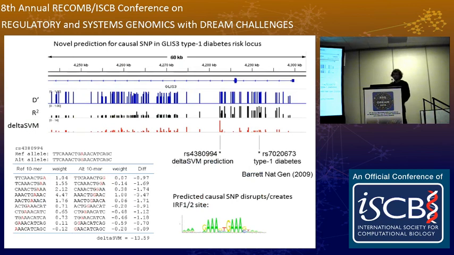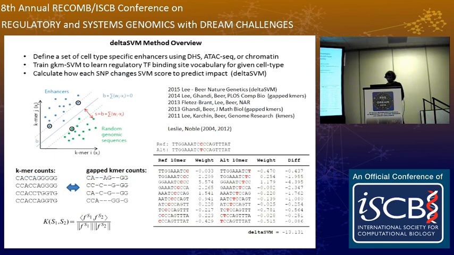So this is another example, one of the 5,000 that has yet to be validated, and this is a SNP associated with type 1 diabetes. When we train our model on a cell type that's specific for this autoimmune disorder, Th1 cells, we get the regulatory vocabulary. We can score each of these SNPs that are in LD with the associated allele, and we find just one gets a large score, and it disrupts an IRF1/2 binding site.